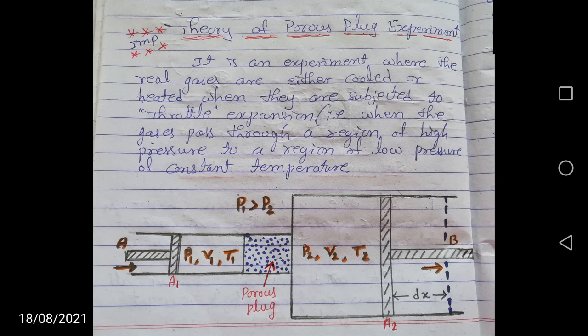As you are seeing on the screen, the porous plug experiment is an experiment where real gases are either cooled or heated when they are subjected to throttle expansion. Throttle expansion means the gases pass through a region of high pressure to a region of low pressure at constant temperature.